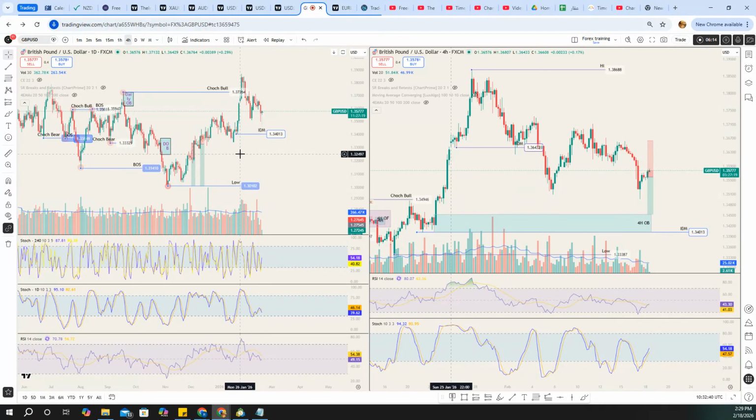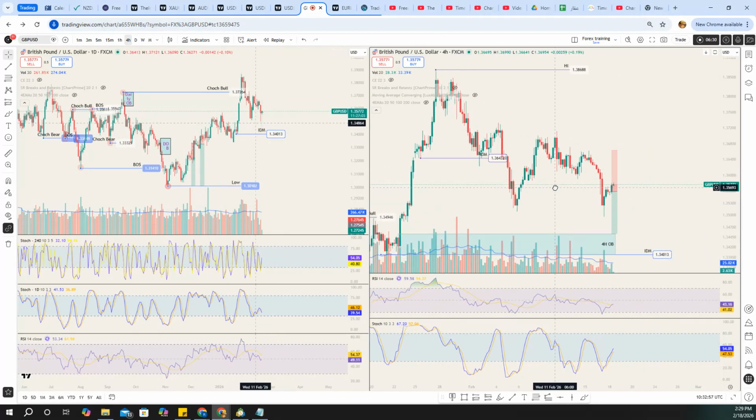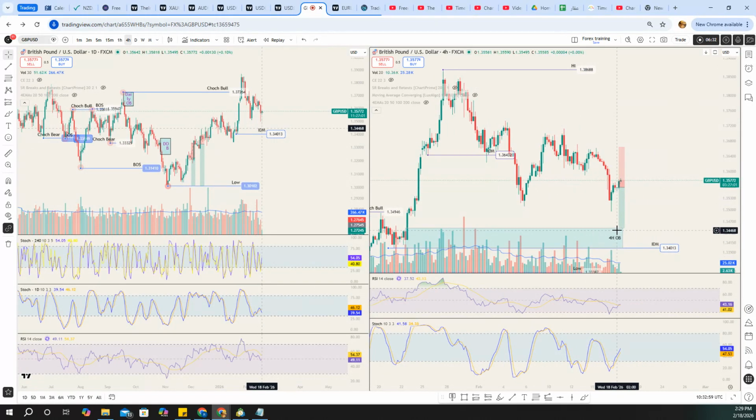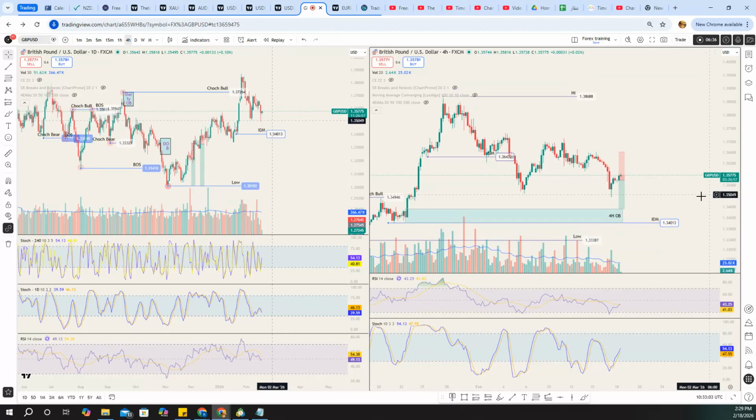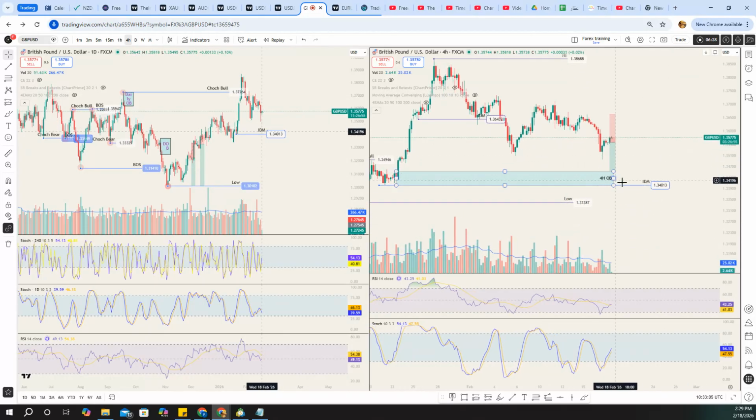So both market structures are going up. This is a change of character to the upside. This is also a change of character to the upside. This on the daily needs to go down, get liquidity at least from the inducement, and this needs to go down to get this order block. But see, this order block is sitting just above the daily inducement. Therefore, this might not be respected.